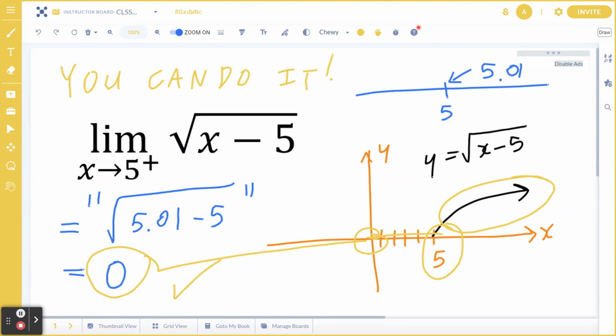So again, you can double check by graphing y equals the square root of x minus 5 to confirm that the limit of the square root of x minus 5 as x is approaching 5 on the positive side is going to be 0. I hope this makes sense.